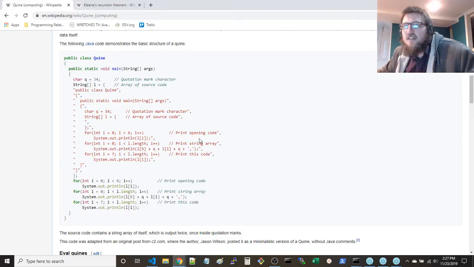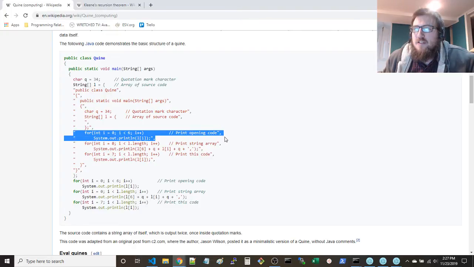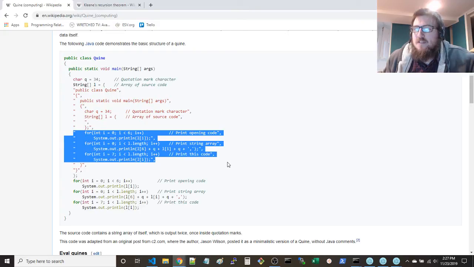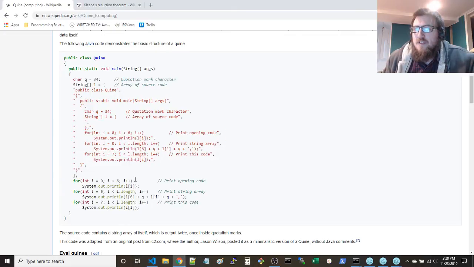Comma. Right, so these commas just give you different lines. Yeah, this is an array. So now you have this array of source code. What do you have now? A new line, closing parentheses, print opening code, print string array, print this code. Okay, that's all contained here. And then this is the rest of the code. So it begins here, and then you have this part next.